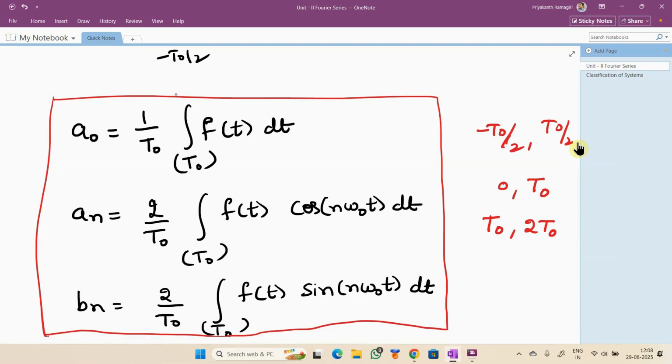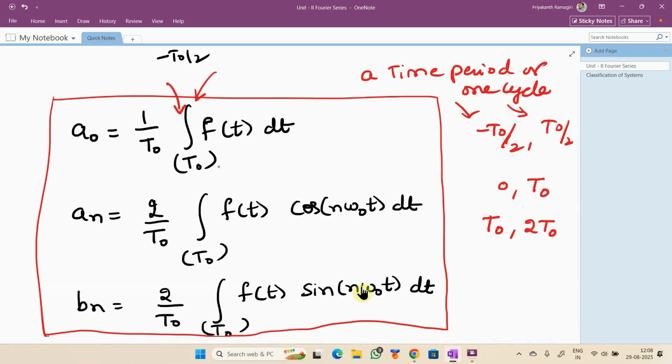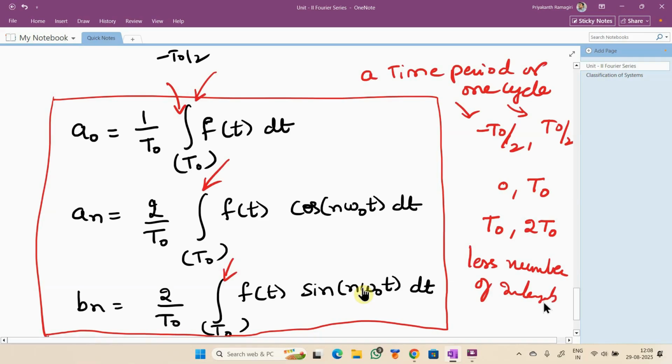So the limits of the integration for the trigonometric Fourier series, or it can be an exponential Fourier series, whatever it may be, the choice of these limits should always be a time period or one cycle. And the limits of these integrals should be selected in such a way that you need to evaluate fewer integrals. That is how you need to make a choice for a naught, an and bn.